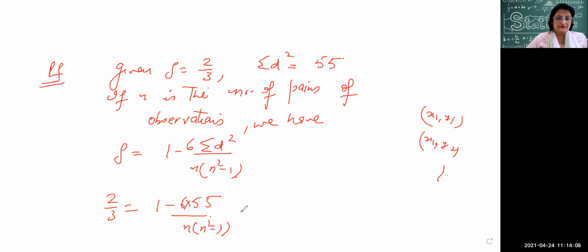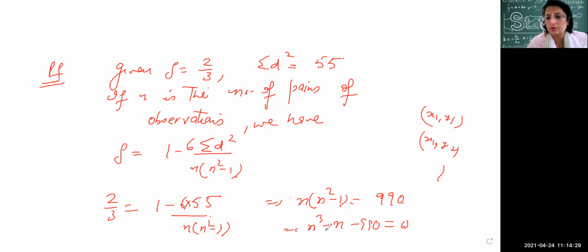So after calculating it, I'm just finding the value of n into n square minus 1. After solving, you will get 990, right? So it implies n cube minus n minus 990 is equal to 0. So this is a cubic. ये cube में आ गया. आपके पास expression quadratic नहीं है. It is in the form of cubic.